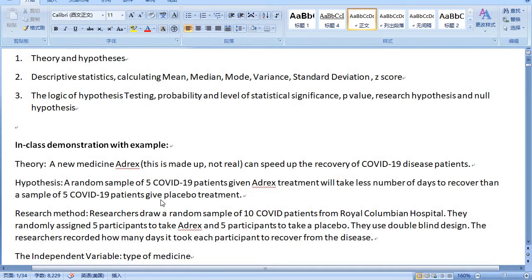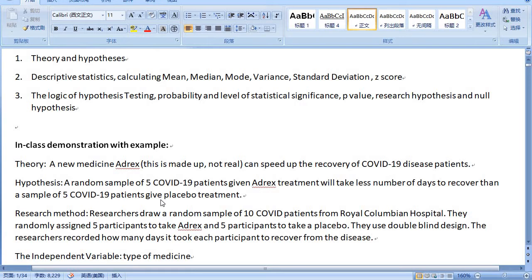I have a theory. I have a new drug. I have developed a new medication for people affected by the COVID-19 disease. According to my theory, this new medication, which I call reserach, of course this is made up. I don't have any new medication for the coronavirus disease. But suppose my theory is this new drug, reserach, can speed up the recovery of COVID-19 disease patients.